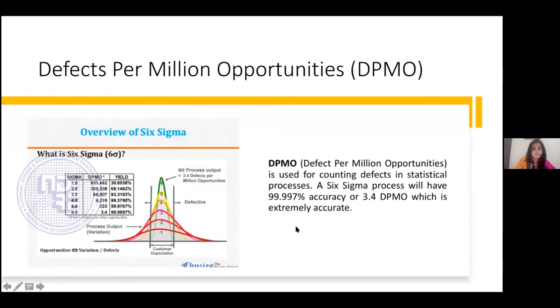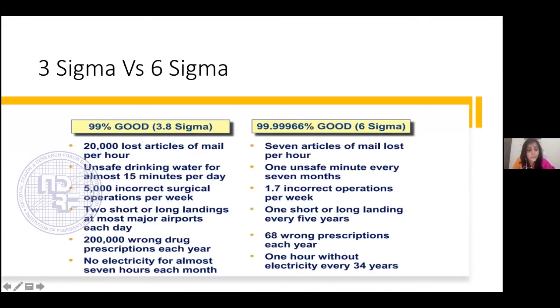Now, this is a slide comparing 3 sigma versus 6 sigma. If a process is operating at a 3 sigma level, which is 99% good, is it that good? Actually, it should be 93%. 20,000 lost articles of mail per hour. Not good, right? Unsafe drinking water for almost 15 minutes per day. I would want to pick the one that happened yesterday: too short or long landings at most major airports each day, right?